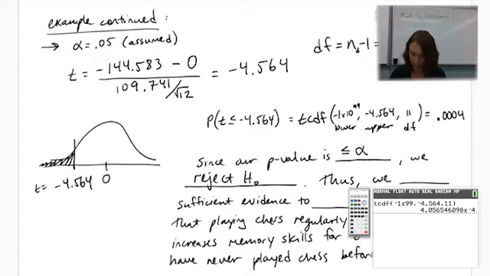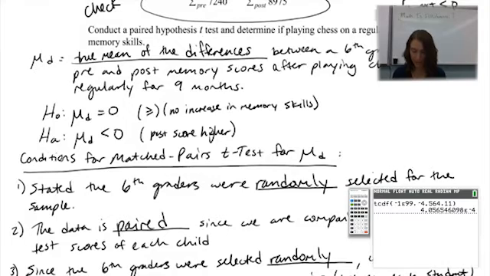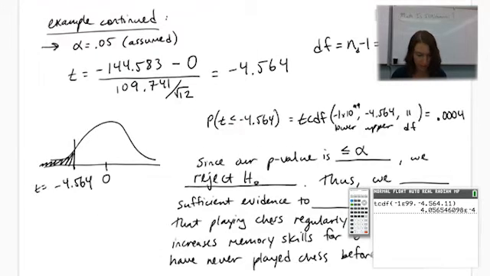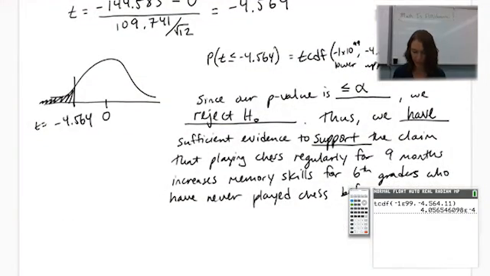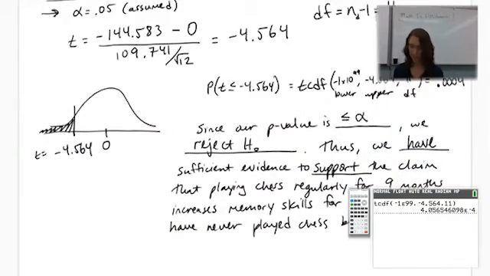Thus, if we reject H naught, let's go back. We're rejecting H naught, so we can conclude based on our evidence, our stats, that the post score is higher. So they did see improvement. So thus we have sufficient evidence to support the claim that playing chess regularly for 9 months increases memory skills for 6th graders who have never played chess before. Notice, I can't just say that playing chess for 9 months increases memory skills. I have to be really specific because they only tested 6th graders who had never played chess before. So I need to put that in there to show that I'm not generalizing it to the whole population.